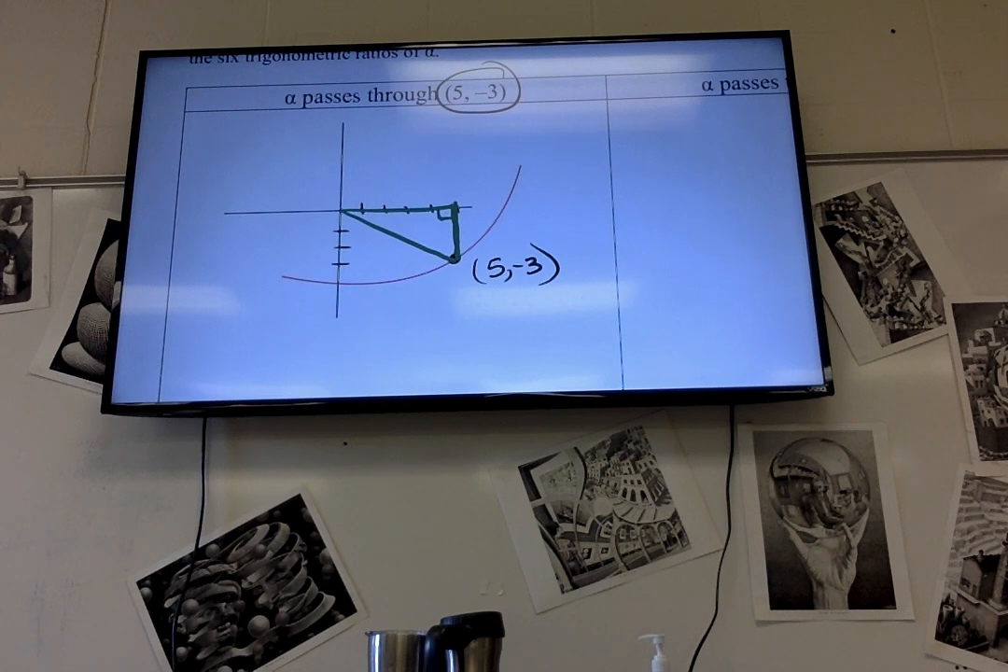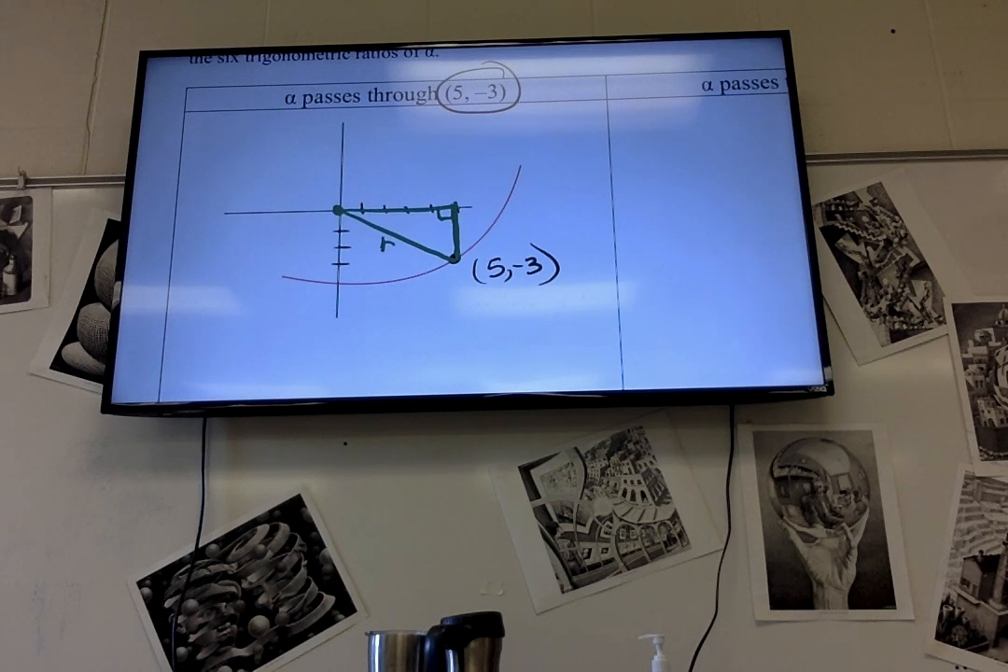Because I know it's going that way. And I'm going to start at the origin, 0, 0. And the radius of this circle is right there.